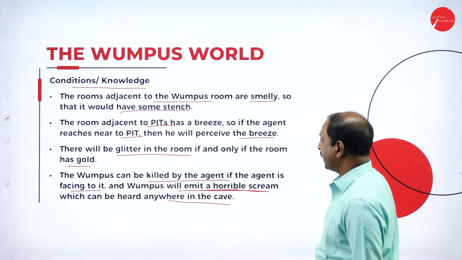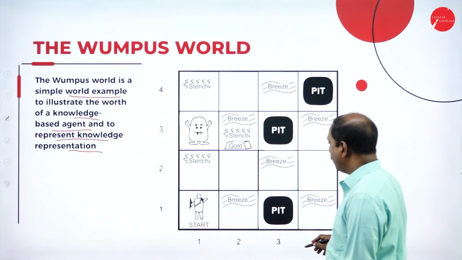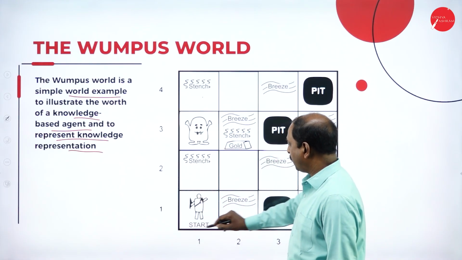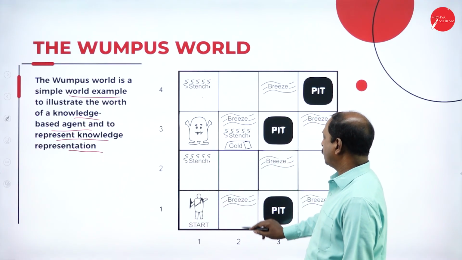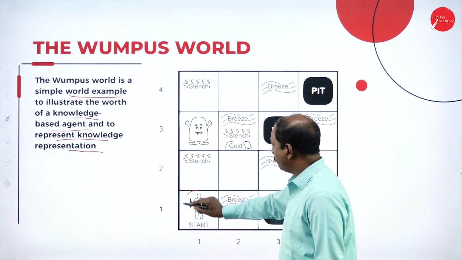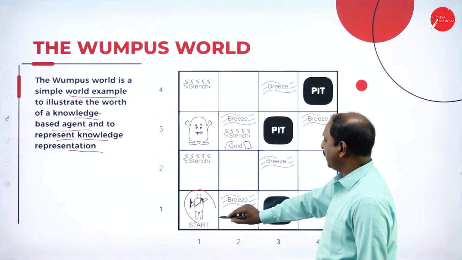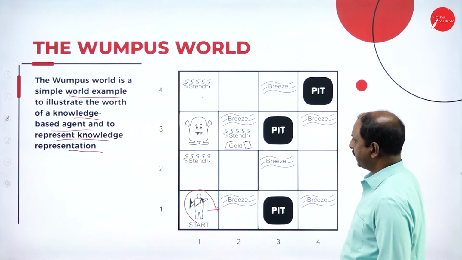So if you look at the diagram here, these are the numbers 1, 2, 3, 4, and these are the values of this box. We represent them like 1,1 and here 2,1 or 2,2 like this. So 1,1 is the starting point of the agent, hence he is facing towards his right. That is the second one.